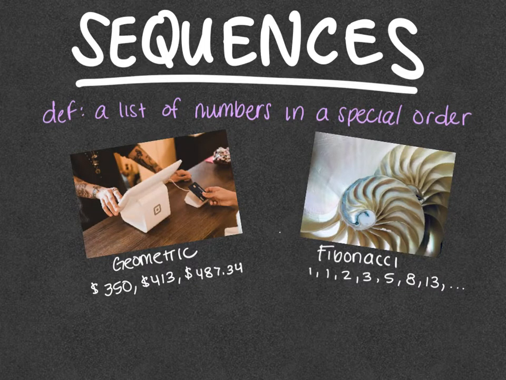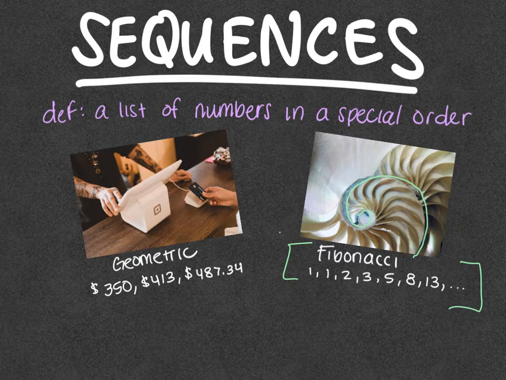So let's talk about sequences. All a sequence is, is a list of numbers in a special order. One of the most well-known sequences is called the Fibonacci sequence, and you might have heard of it. And this one is awesome because it's seen in nature all the time, and it's just kind of the ratio here. So this pattern that we see in a snail is an example of the Fibonacci sequence.